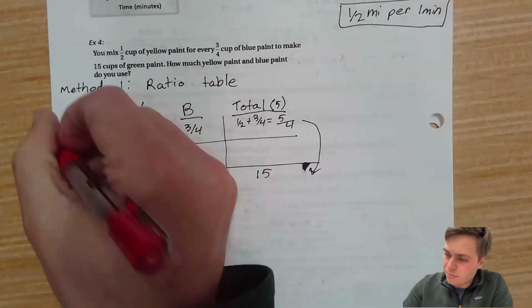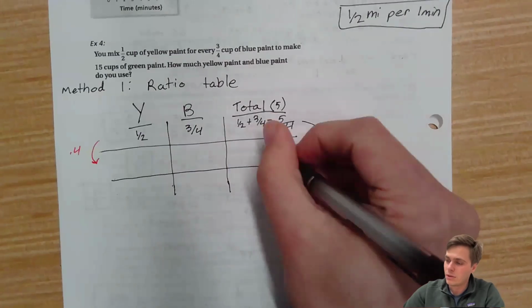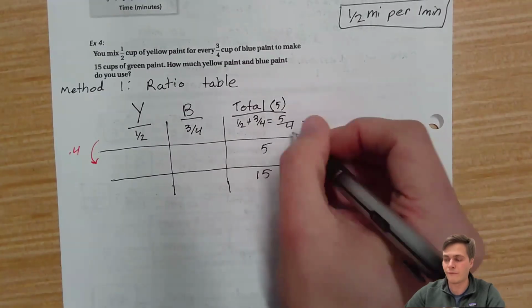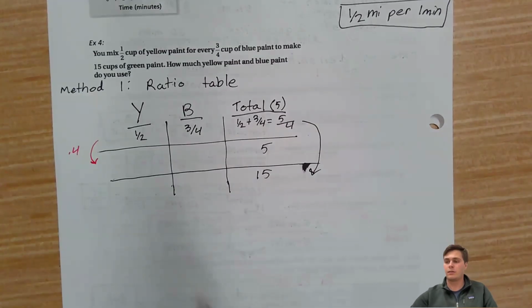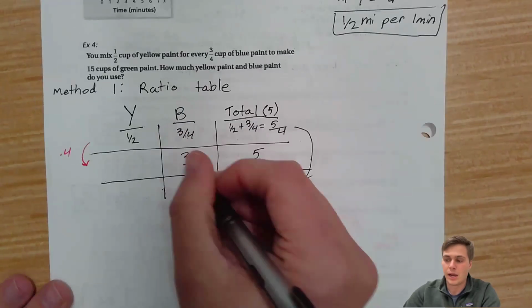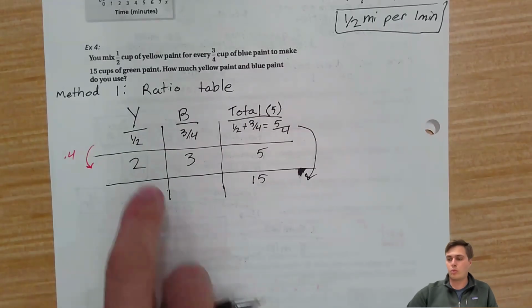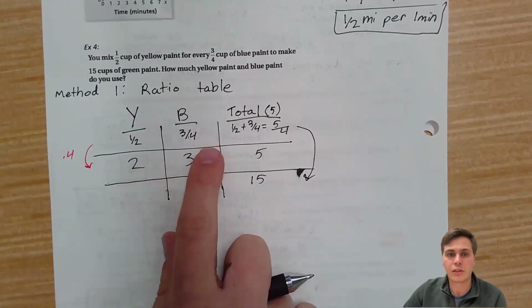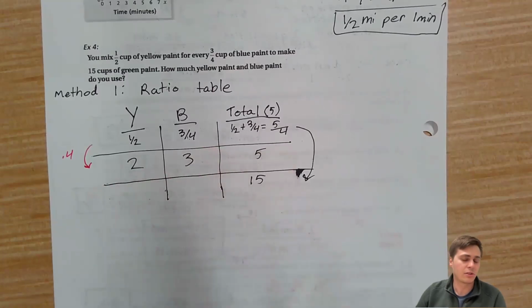Well, I could multiply this by 4. What's 5/4 times 4? That gives me 5. All right, what's 3/4 times 4? 3. And 1/2 times 4 gives me 2. Now I know here that for every 2 cups of yellow paint and every 3 cups of blue paint, we have that ratio. It gives us a total of 5 cups.